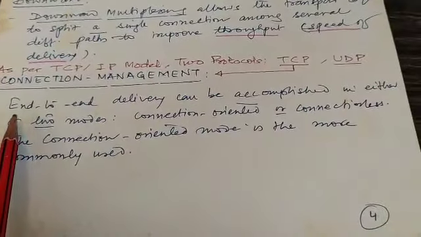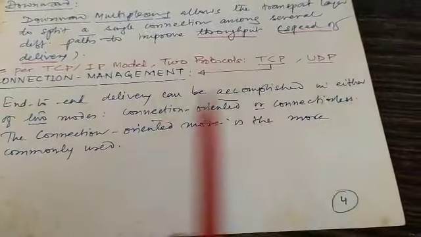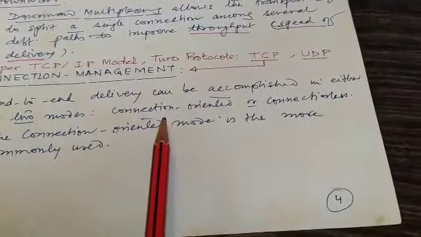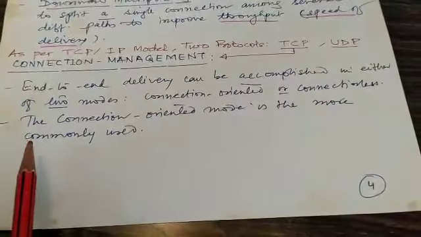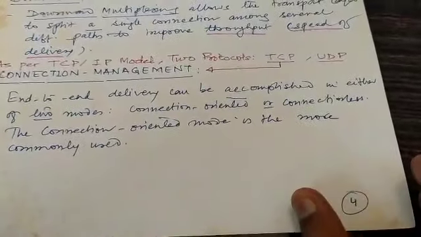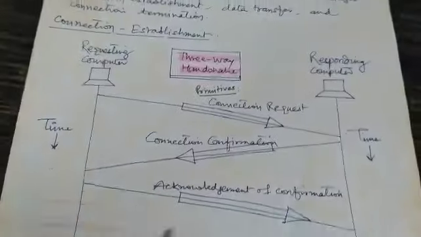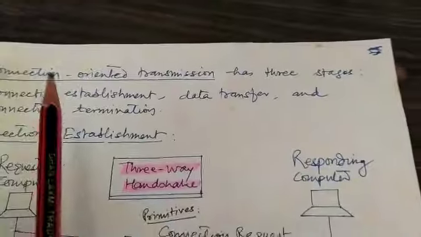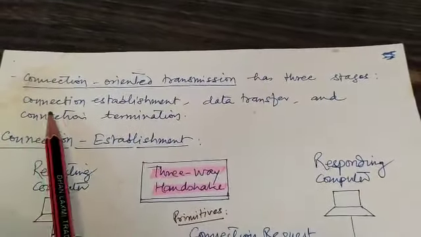In connection management, the end-to-end delivery can be accomplished in either of two modes, that is either connection oriented or connectionless, as we have already discussed. The connection oriented mode is the more commonly used. Now the connection oriented transmission has three stages.